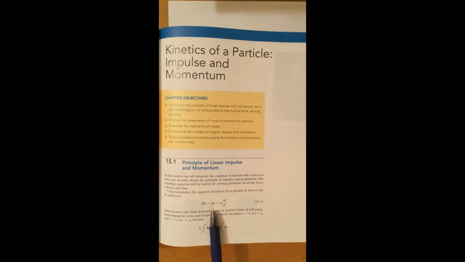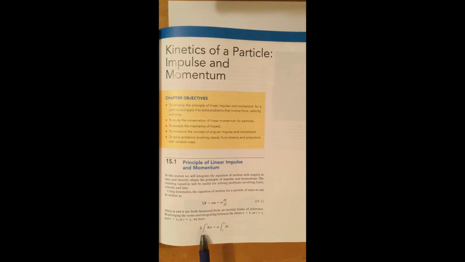We start with Newton's second law here. We have the sum of the forces is equal to the mass times the acceleration. You can rewrite the acceleration as the derivative of velocity with respect to time. Then if you bring the dt over to the left-hand side and take the integral of both sides, you have the impulse on the left-hand side here.